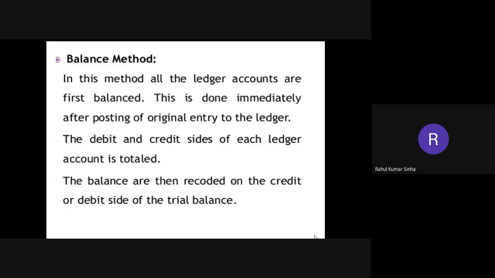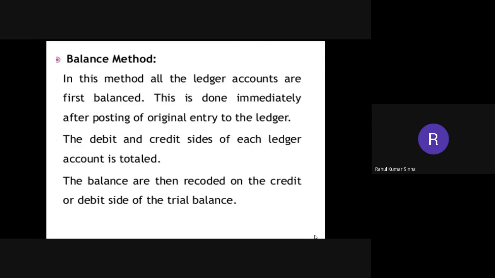Balance method: in this method, all the ledger accounts are first balanced. This is done immediately after posting of original entries into the ledger. The debit and credit sides of each ledger account are totaled. The balances are then recorded on the credit side or debit side of the trial balance. You have already studied the ledger. You know how to prepare the ledger and how to bring down the balances of the ledger accounts.